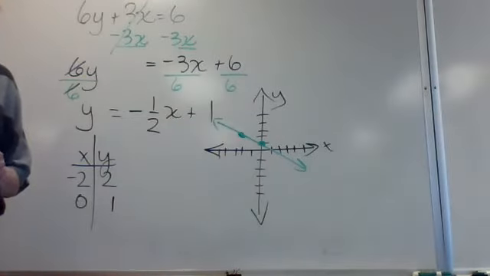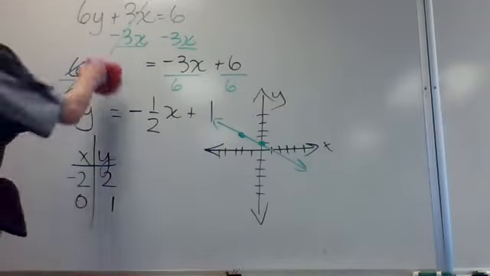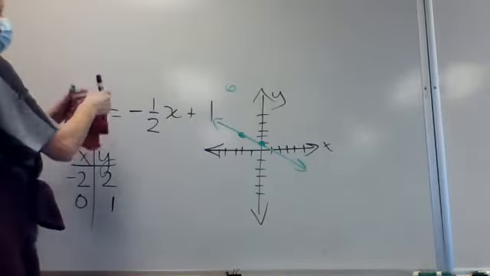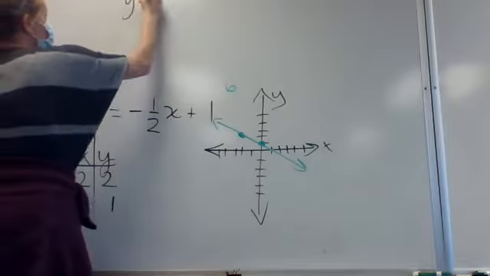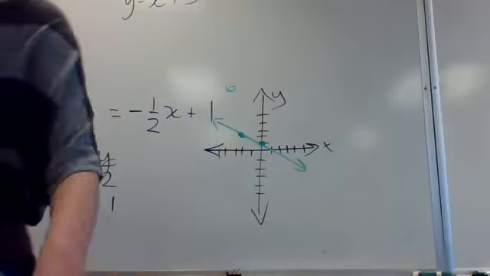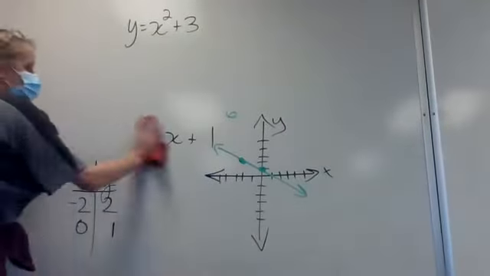All right, number 2, another graph: y equals x squared plus 3. Okay, so on this one, the y is already by itself. So I can go ahead and put that in my y equals. It's an x squared graph, which means it is going to be a parabola.